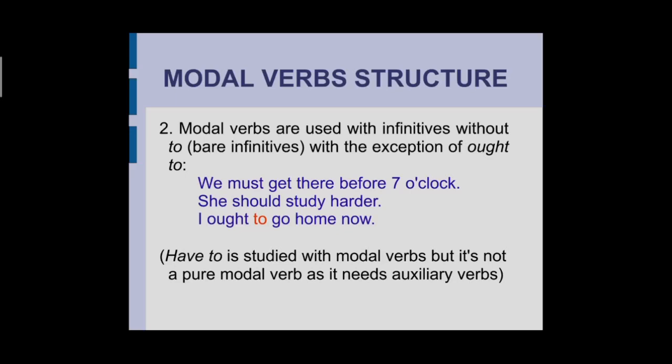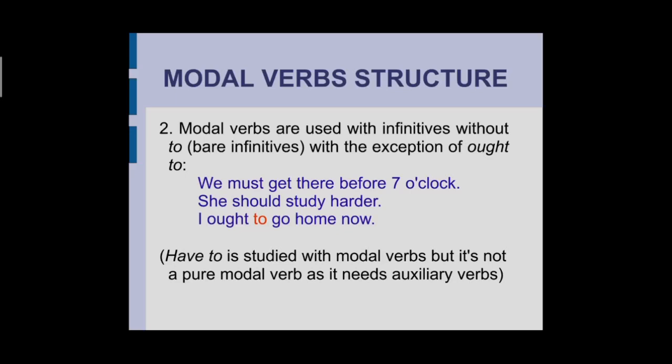So this is an exception because we cannot separate. I told you already, we can't separate ought and to. So look at the example. We must get there before 7 o'clock. She should study harder. I ought to go home now. Even if it's a modal verb, we are using to because we can't separate that. I already told you about that. So I ought to go home now. That is what the sentence is saying.